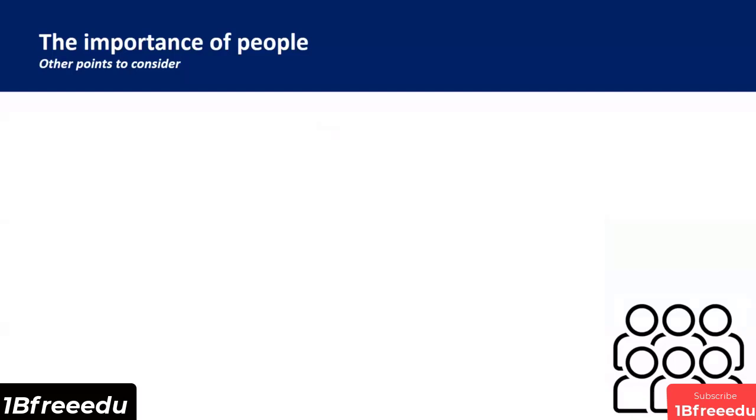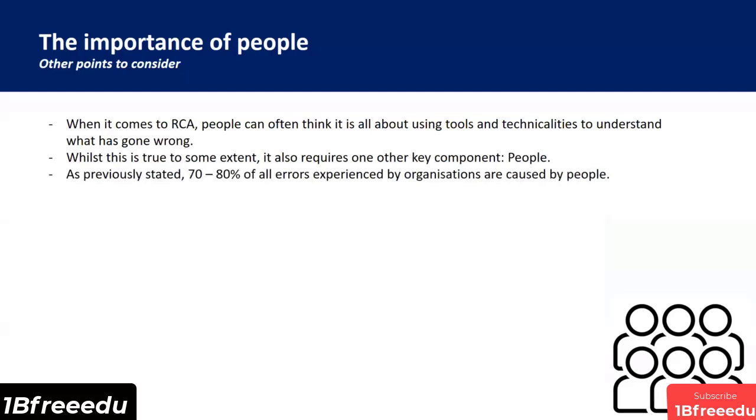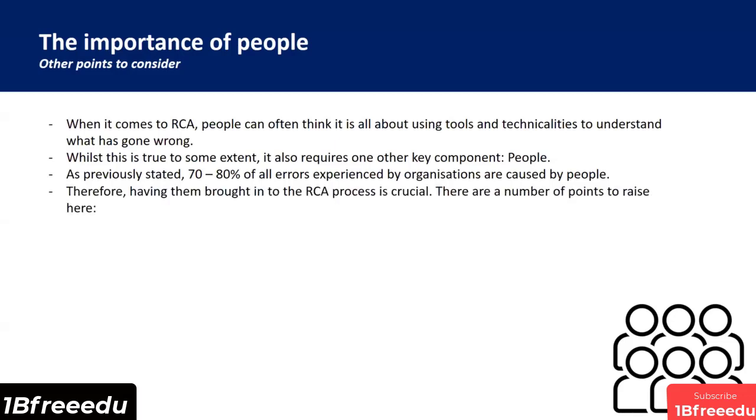So something else you need to consider as well is the importance of people within RCA. So when it comes to RCA, people can often think that it's all about using tools and technicalities to understand what has gone wrong here. And whilst this is true to some extent, it also requires one key component, and that is people. So, as we've stated a few times previously, 70 to 80% of all errors experienced by organizations are caused by people. So if people are causing the issues, they should really be involved in the process of fixing them. Having them in the RCA process is crucial.